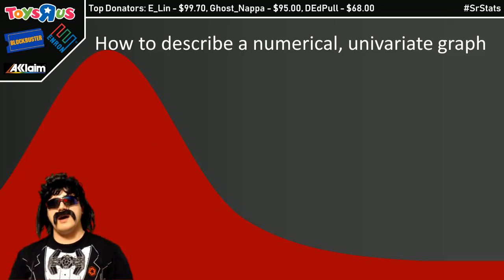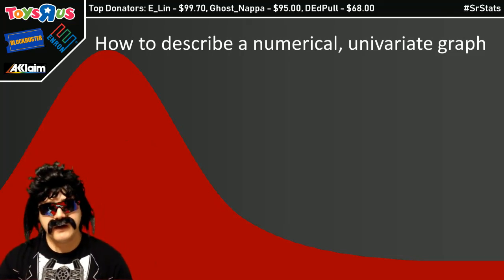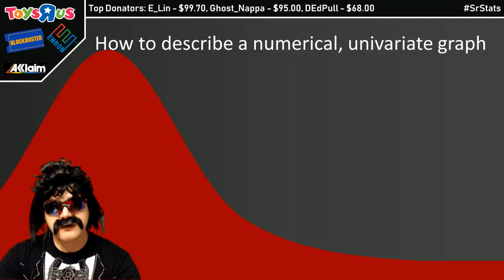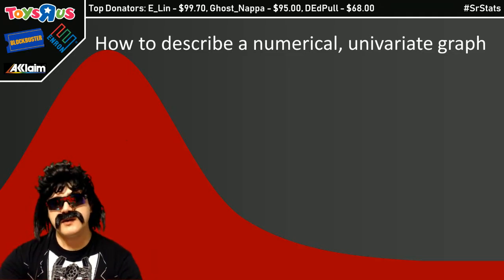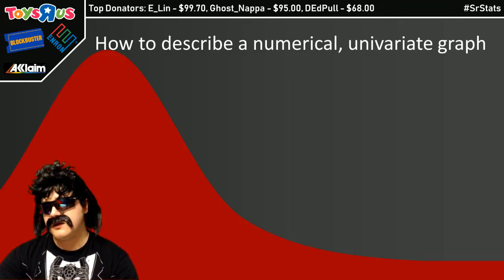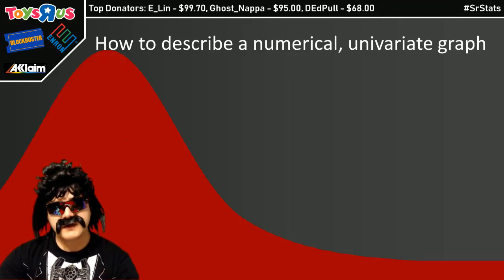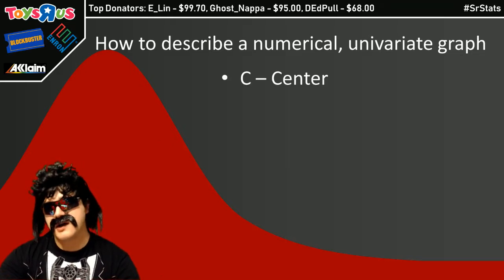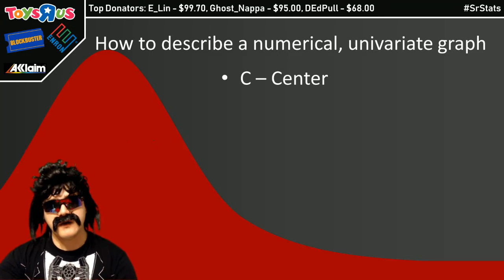Alright, so now we're going to look at how to describe numerical univariate data. Here we're going to do something that you're normally told not to do in school, and that's cuss. So what do I mean by cuss? Well, first off, C is the center of your graph. So we need to identify what's the center of our graph.